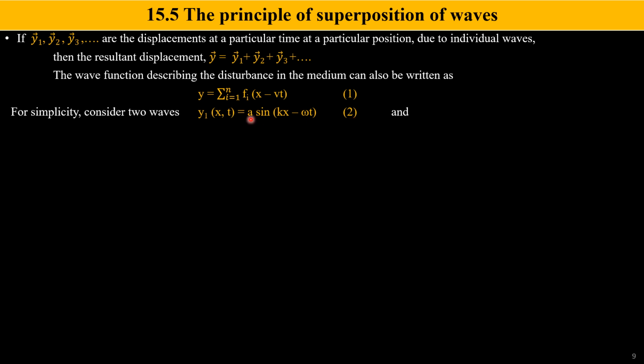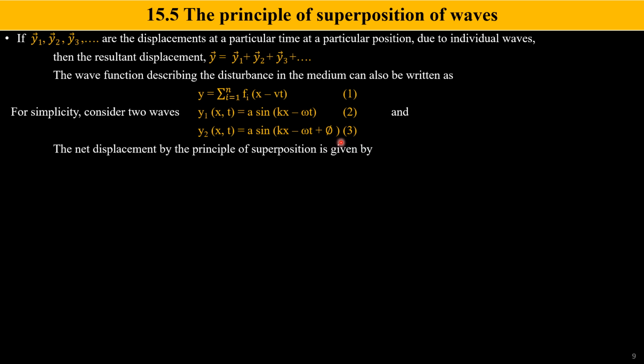Here, a is the amplitude, k is the wave number, x is the displacement, omega is the angular frequency. And the second wave can be written as y2(x,t) = a sin(kx - omega t + phi). Let it be equation 3. Here the two waves written in equations 2 and 3 differ in their initial phase, that is phi.